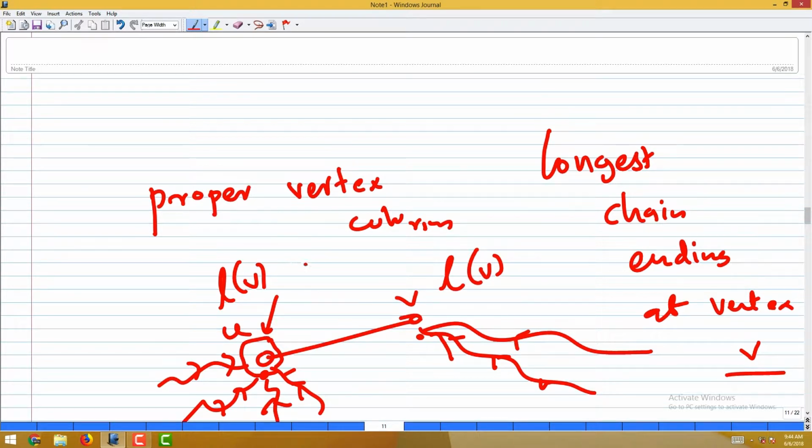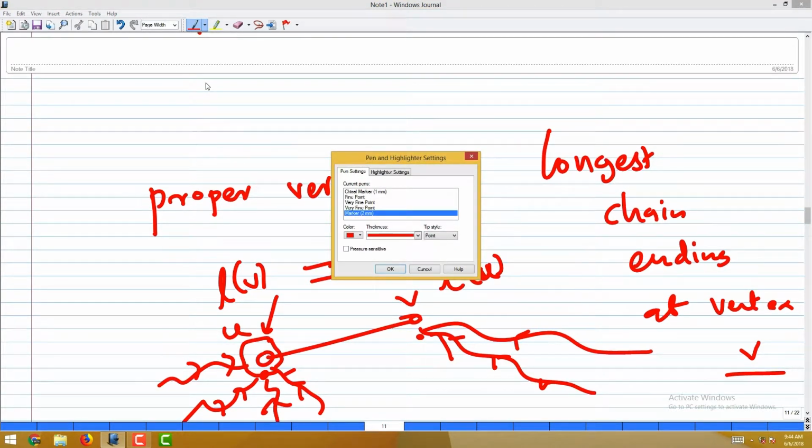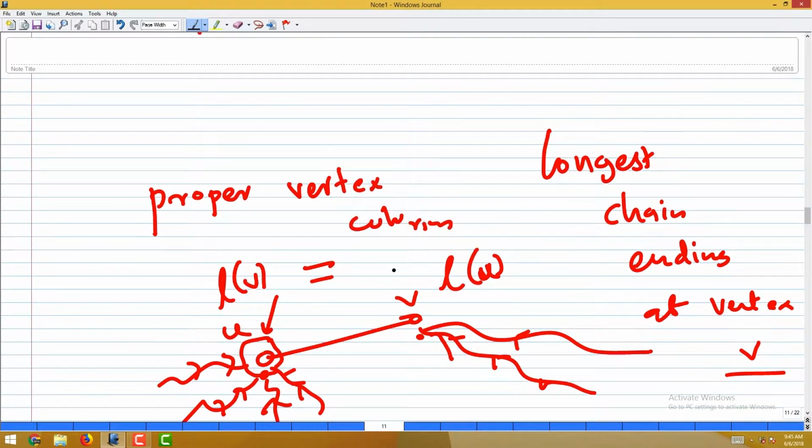Is it possible that L of V is equal to L of U? That is my question, because if it is equal, then it is not a proper coloring. If it is not equal, we are okay. What is the argument that it can never be equal? Suppose it is the same, that is the way you should argue. Suppose it is the same, then what happens? Let us say the direction from U to V is like this, it can be the other way also, without loss of generality.